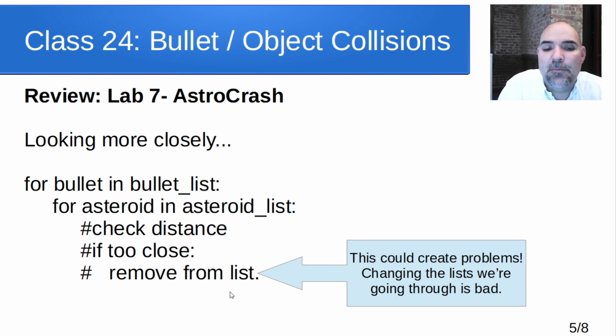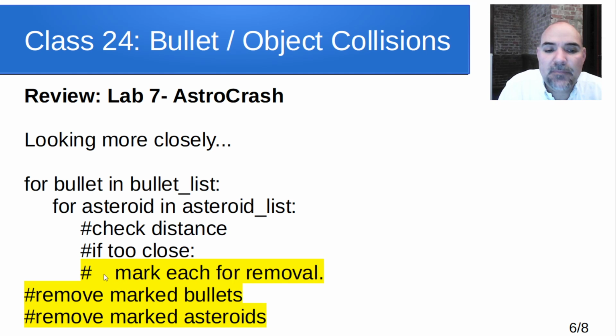So there's a better way to do this. Rather than taking them out, we're going to mark each for removal. We're going to mark the bullet that needs to be removed, any of the bullets that need to be removed, and any of the asteroids that need to be removed. We're going to mark those in some way. One way to do that would be to have something in the object itself that says if it's alive or dead, or needs to be removed or doesn't need to be removed. Or what I'm going to present here is a way where we make another list.